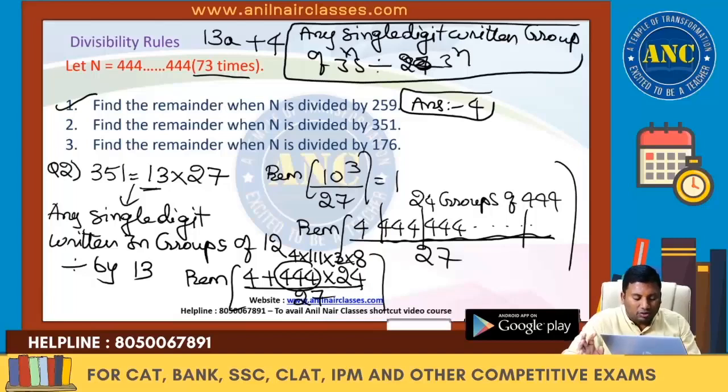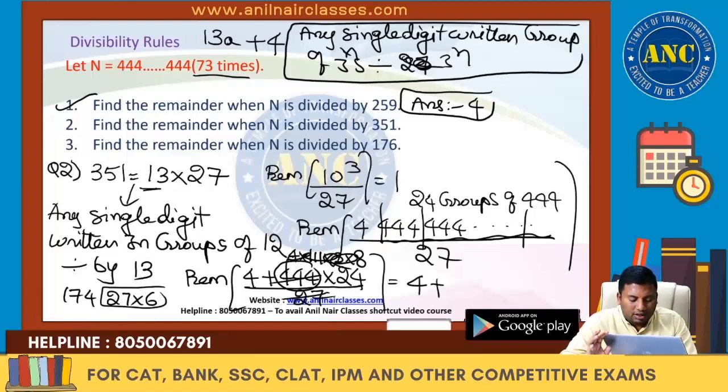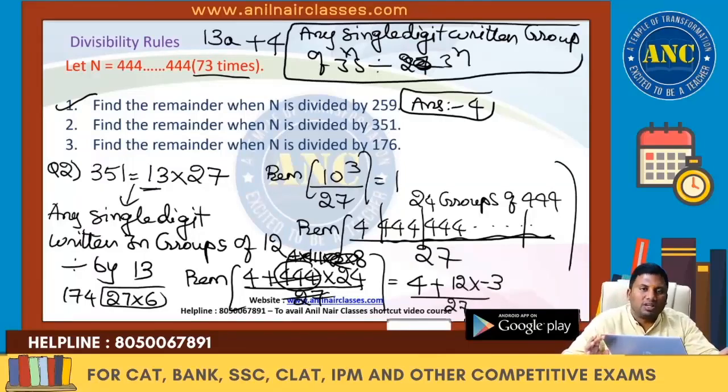4 plus 444 into 24 divided by 27. Now, are we getting these nothing but 333? Or what you do is, you just multiply it. 27 ones are 27, 27 sixes are 162, remainder is 12. So 4 plus these 12 into 24 divided by 27 is minus 3 divided by 27. Minus 36 plus 4 is minus 32. 32 divided by 27 leaves minus 5. Positive remainder is 23. I hope it is clear, right?